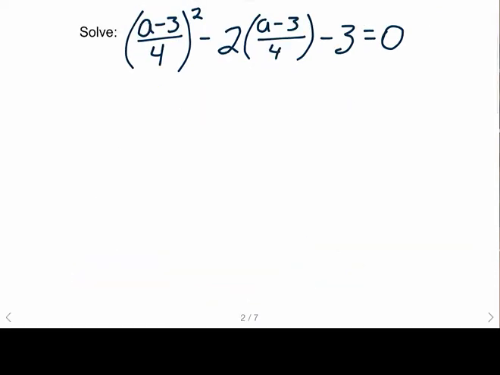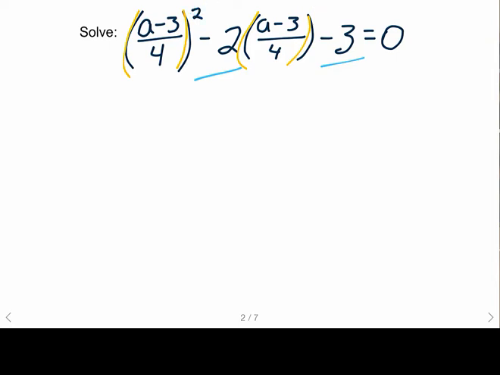Next, we're going to solve (a − 3/4)² − 2(a − 3/4) − 3 = 0. You may notice some similarities between this one and the last one. Number 1, our coefficients are the same: 1, negative 2, negative 3. Number 2, we have an expression that is being repeated with that pattern of 2 as the first exponent, 1 as the second exponent.